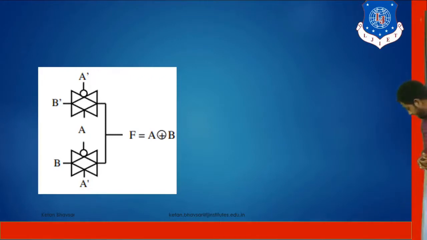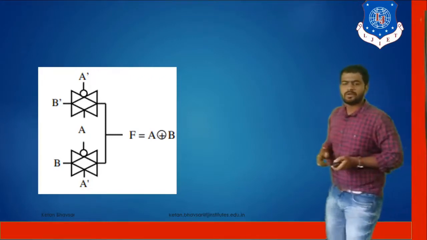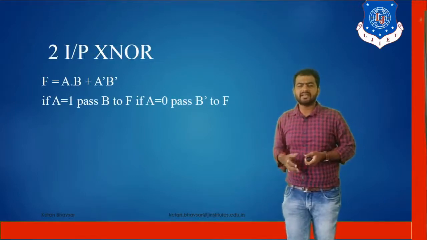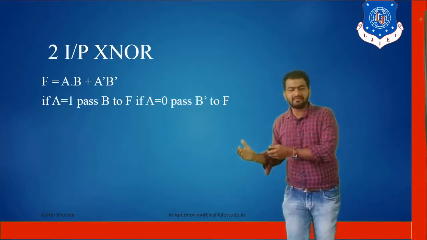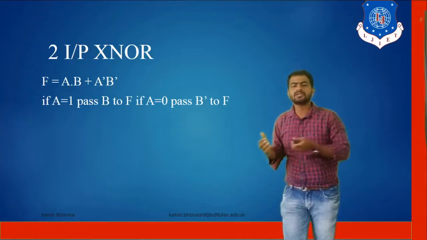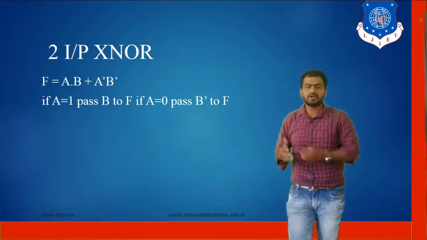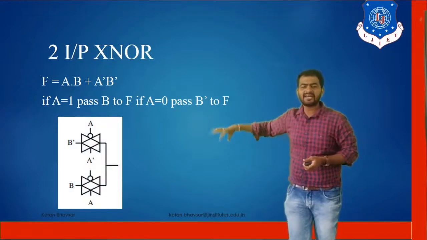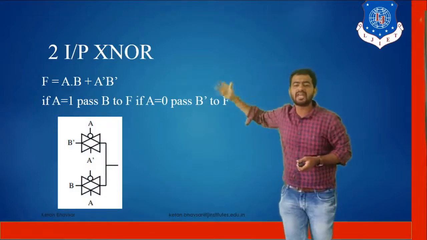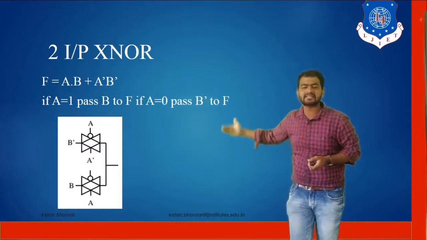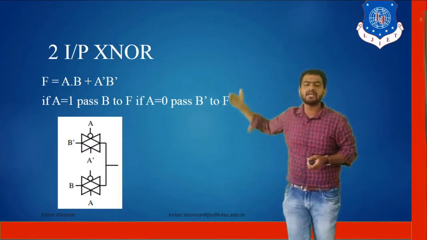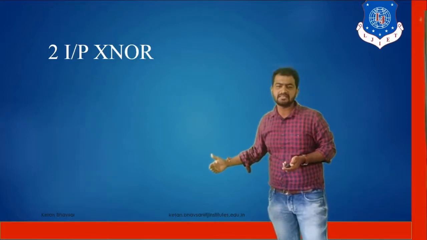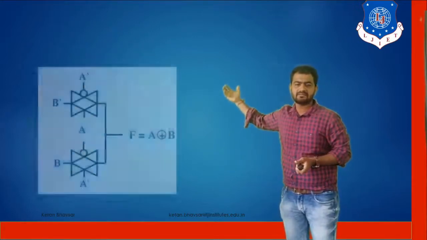Now, the same for the two input XNOR gate. If A is equal to 1, then pass the B to F, and if A is equal to 0, then pass B bar to F. Okay, in terms of the XNOR configuration. As you can see, what exactly we did, we changed the position of A and A bar. A bar is connected cascading in terms of B and B bar, and A is working on the control signals similarly.